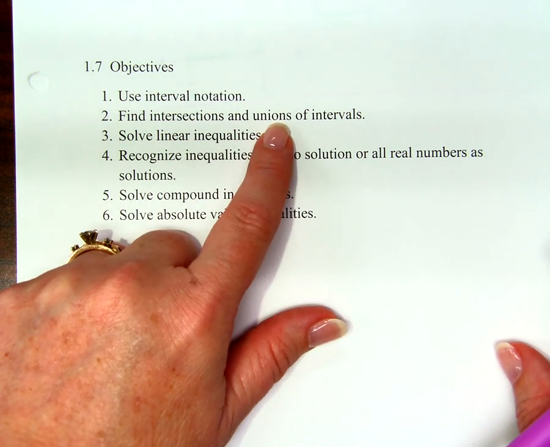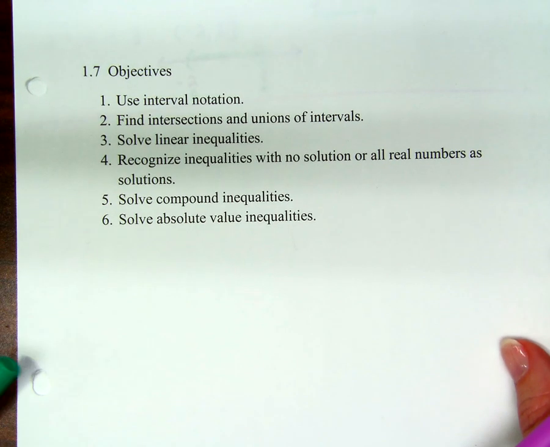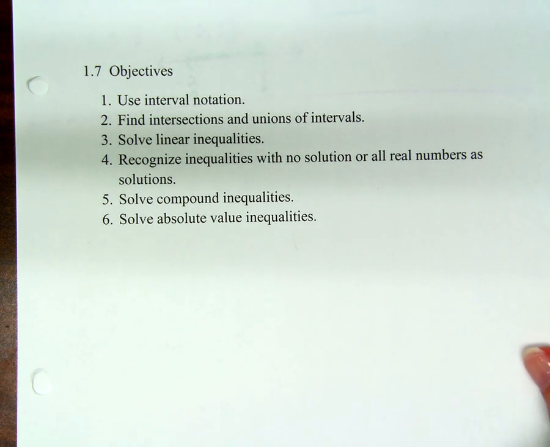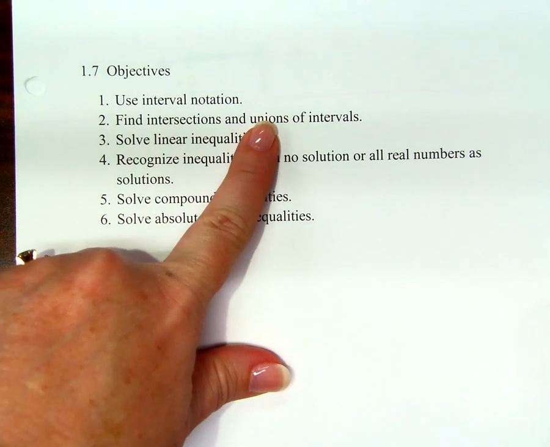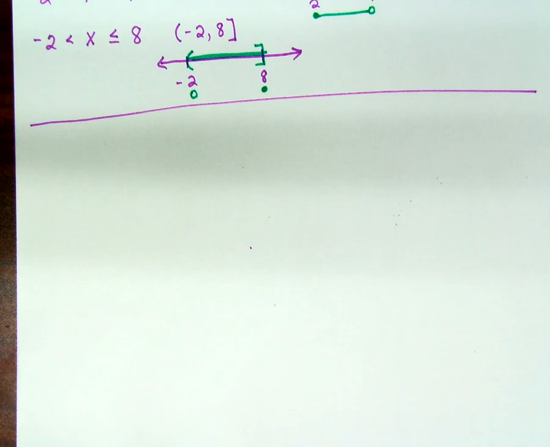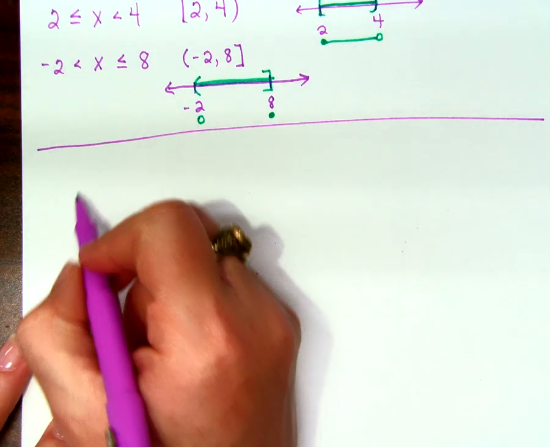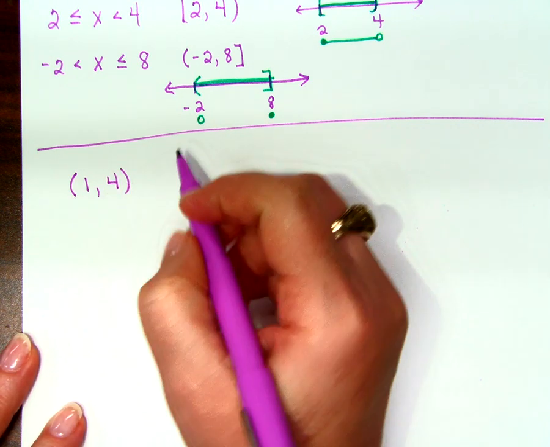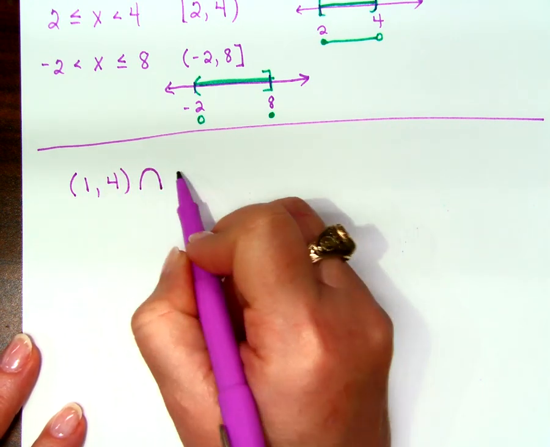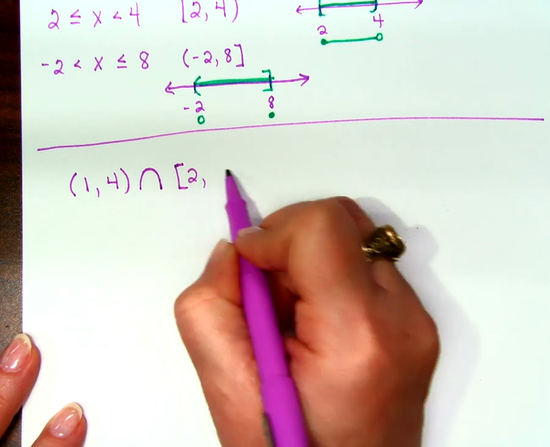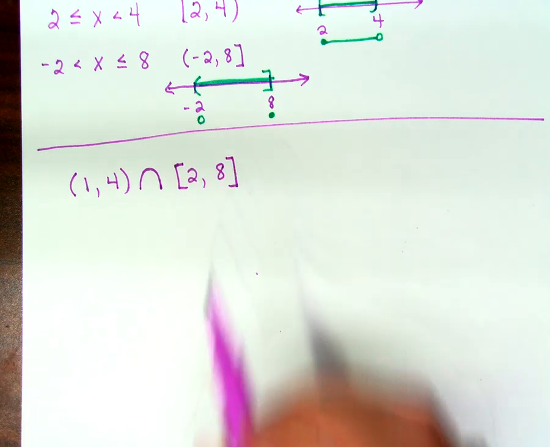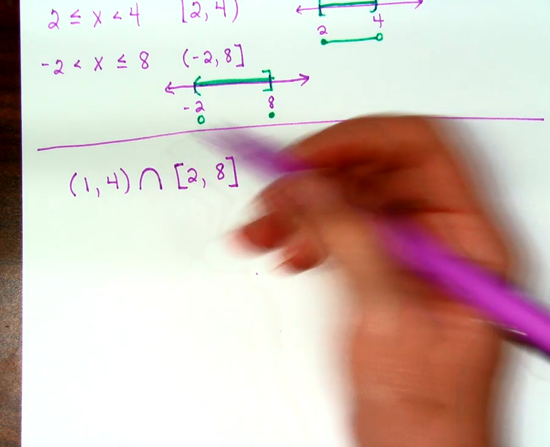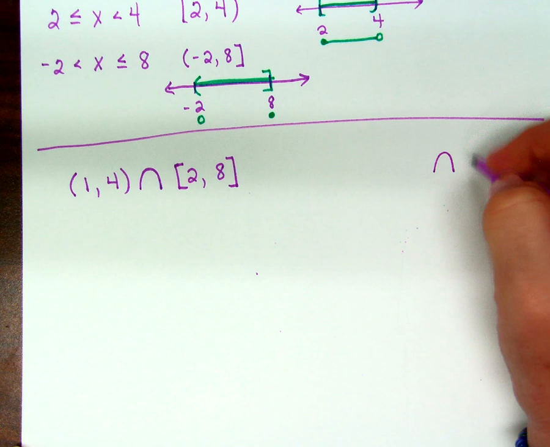Intersections and unions of intervals. Intersections and unions of intervals are not something you have seen before. You've seen intervals, but intersections and unions are something new for you. Okay? So let me give you an example of what I mean. 1 to 4. 1 and 4 are not included. 2 to 8, and both 2 and 8 are included. Okay? This symbol right here, this upside down U, stands for intersection.